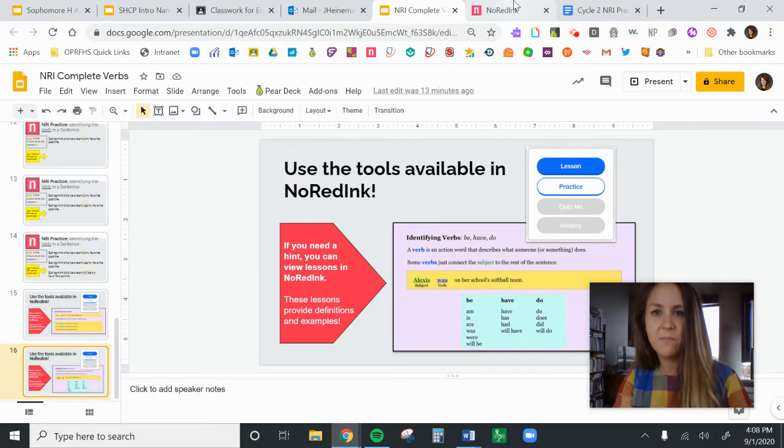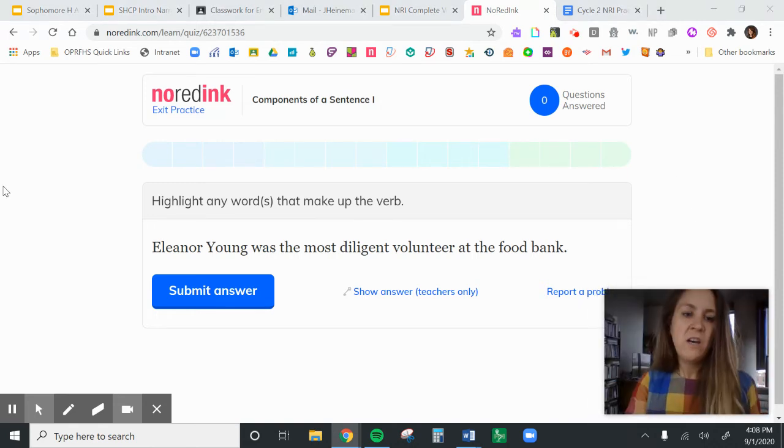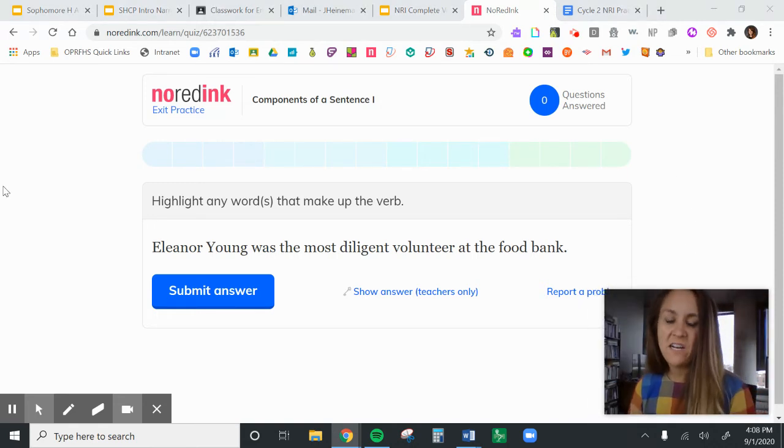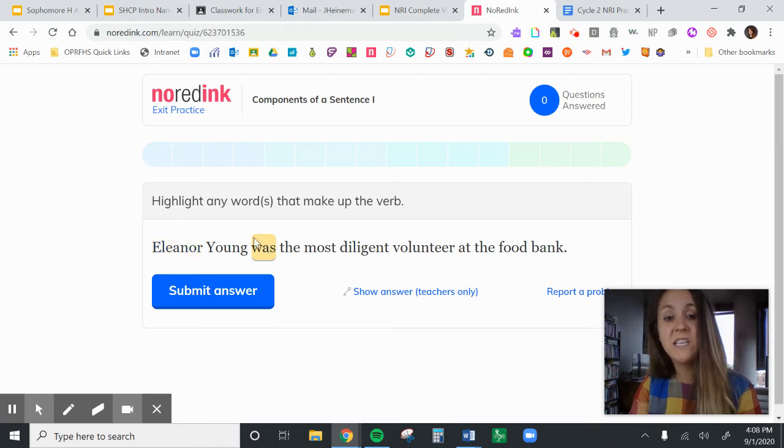So let's do a quick practice. Eleanor Young was the most diligent volunteer at the food bank. So we're starting with a be verb right away. Eleanor Young was, so Eleanor Young equals the most diligent volunteer.